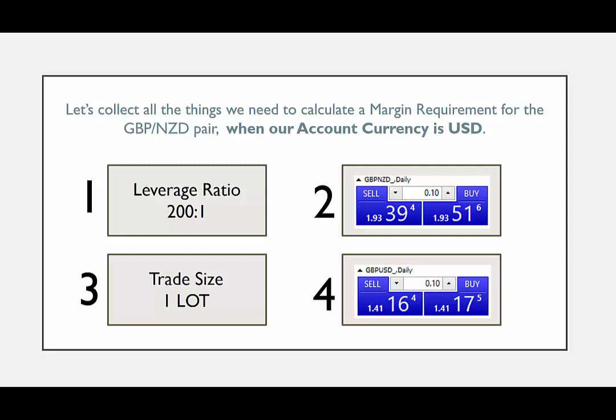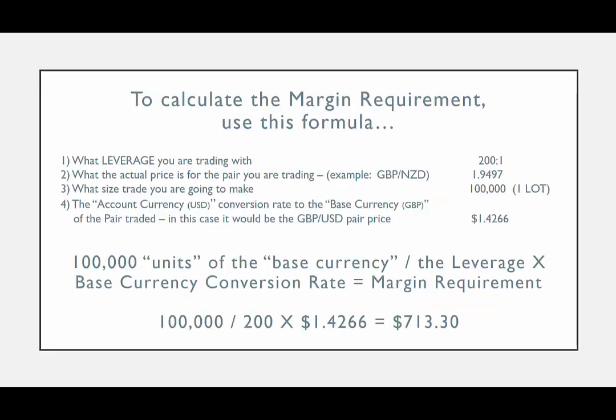First, we know our leverage ratio. Second, we know the current exchange rate for the pair we will be trading. Third, we have to decide on a trade size. And fourth, we have to know the exchange rate for our account currency paired with the base currency of the pair we are trading. To make the calculation, we use this formula.